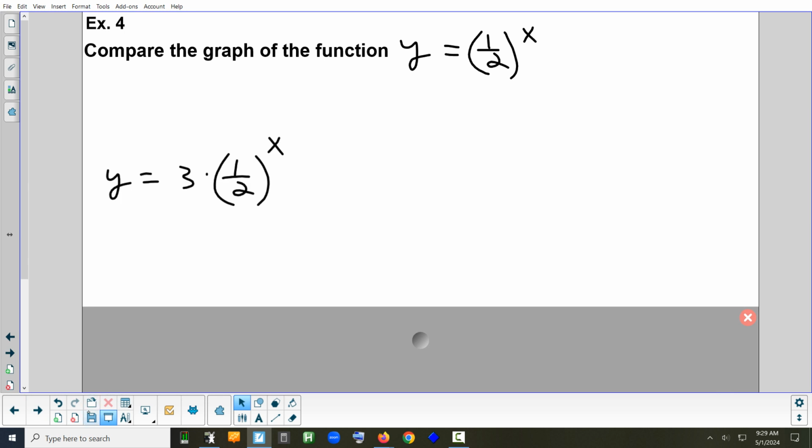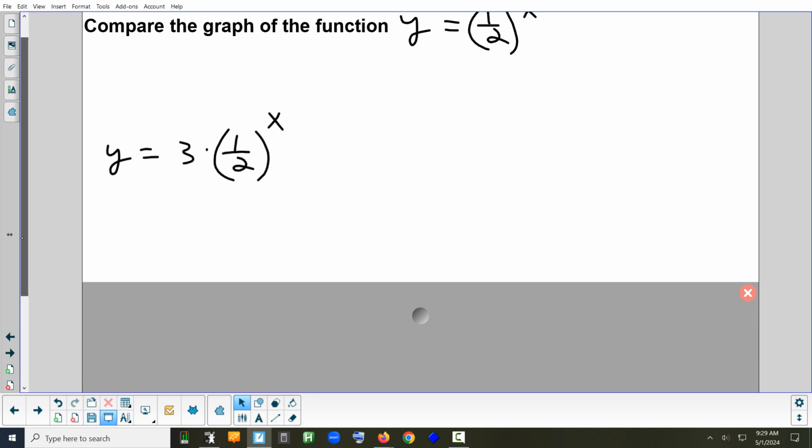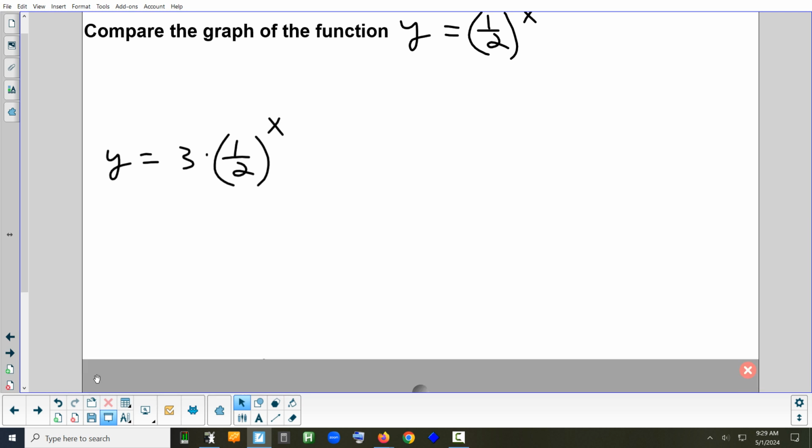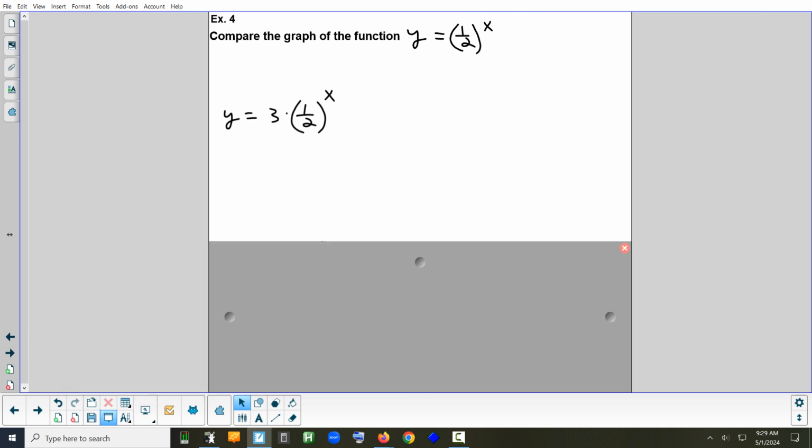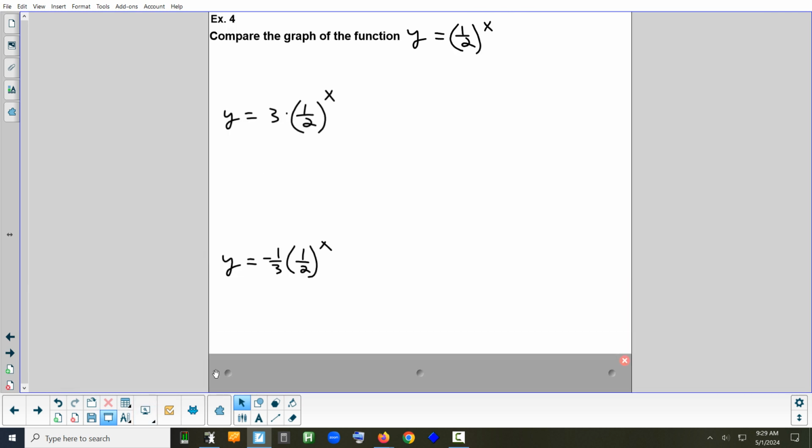All right, so let's try this one. Example 4, it's y equals 3 times 1/2 to the x. I'll let you guys try it because we've done ones pretty similar. See if you can do that one, and then see if you can do the one below it. And remember, that one has a negative, so you have to add something on the end of what you say.